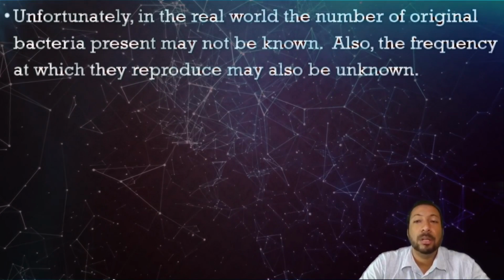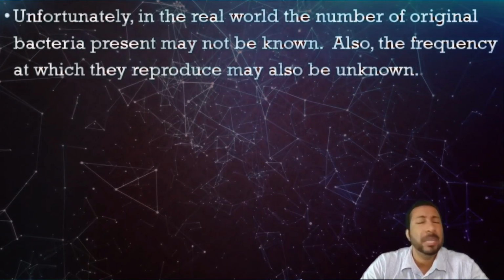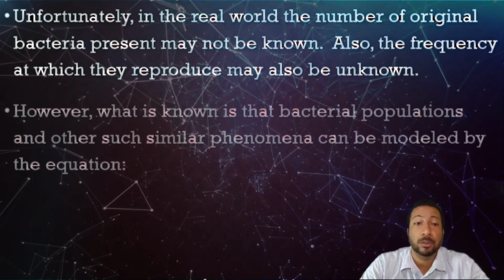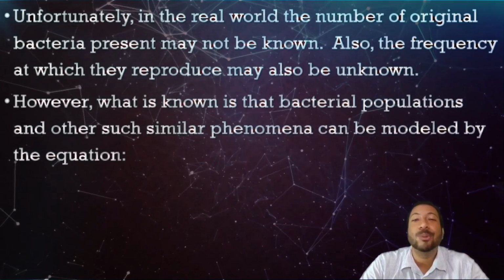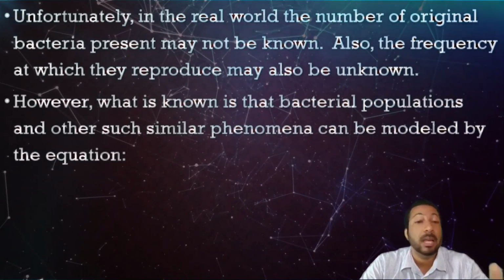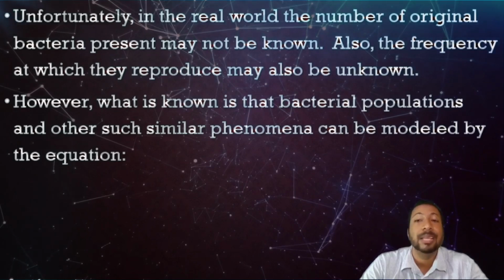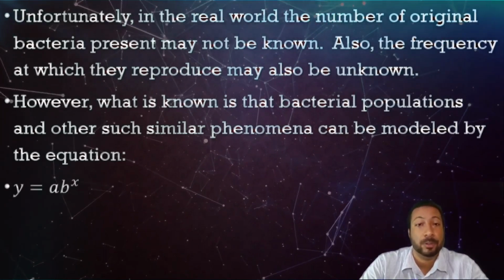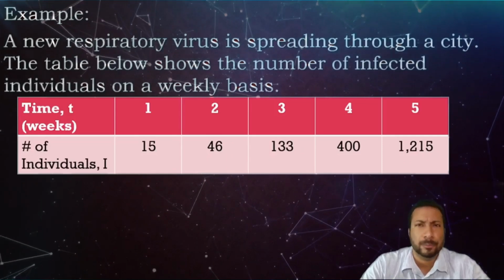Unfortunately, in the real world, the number of original bacteria present may not be known. Also, the frequency at which they reproduce may also be unknown. However, what is known is that bacterial populations and other such similar phenomena can be modeled by the equation y equals ab to the x power. So let's look at an example.